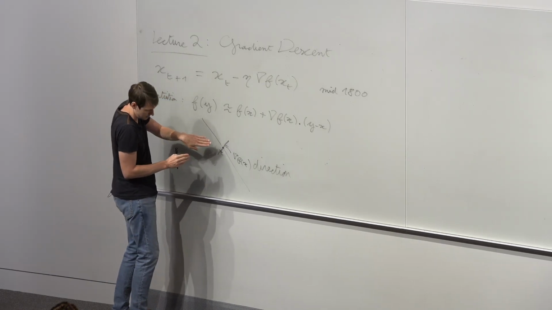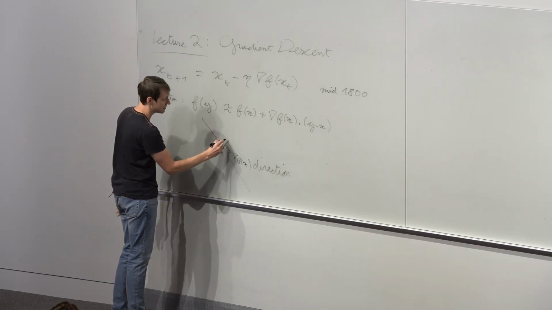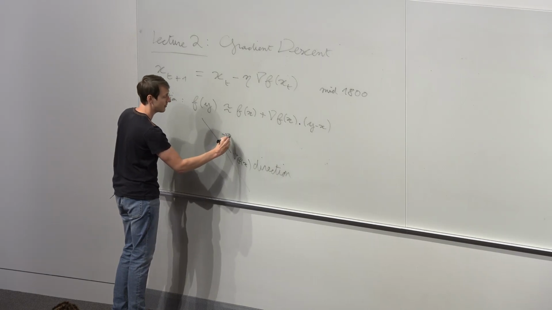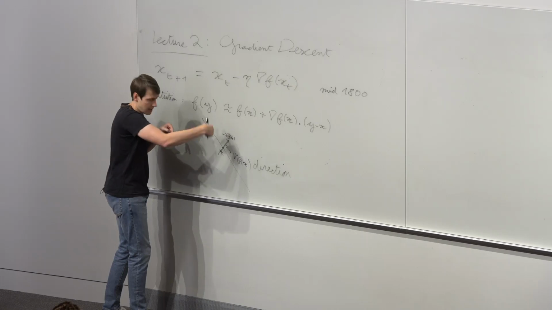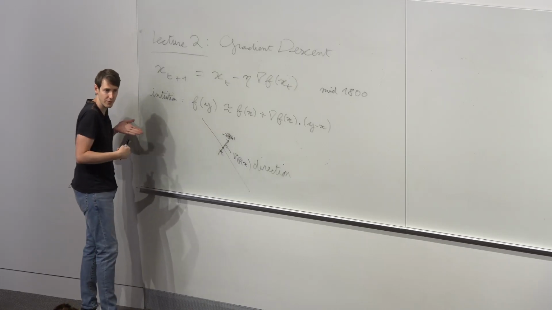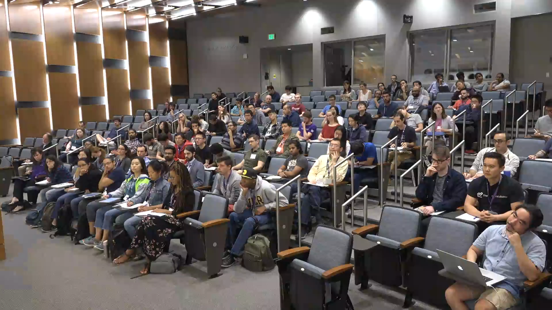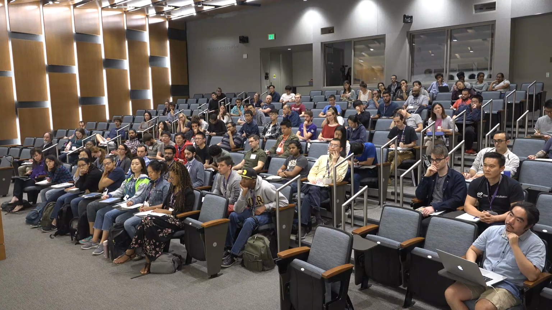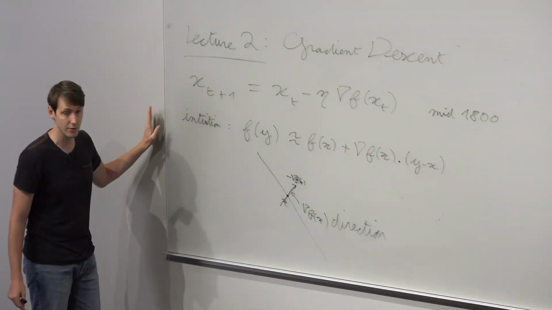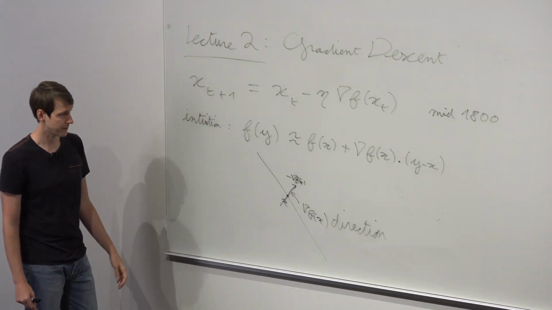If this is minus grad f of x, when I move in this direction, I go down on the function. When I move in the opposite direction, I go up on the function. If I move orthogonally, I basically don't move. So if I have a unit norm energy to spend, the best way to spend it is to move in that direction. This is the intuition of gradient descent.